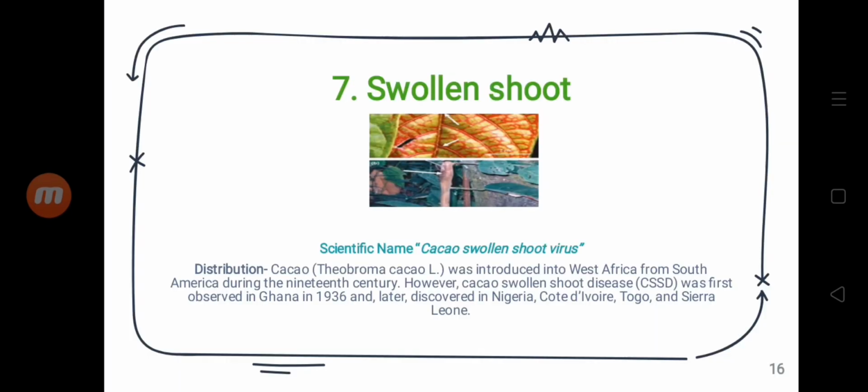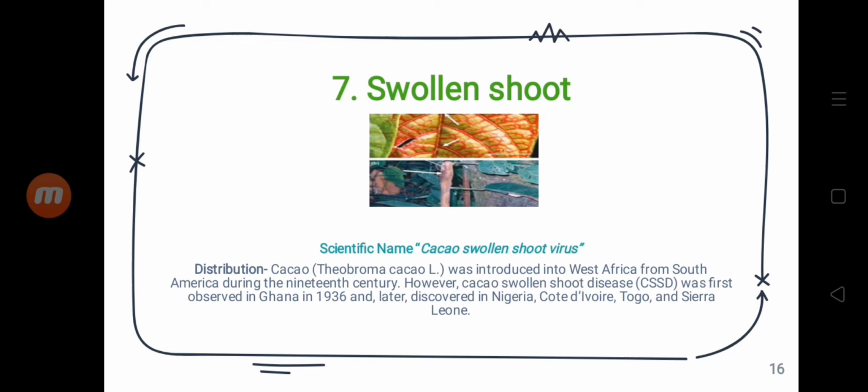The last one is the swollen shoot. So this is the swollen shoot disease in this picture. The swollen shoot is affecting cacao leaves. Scientific name, cacao swollen shoot virus.